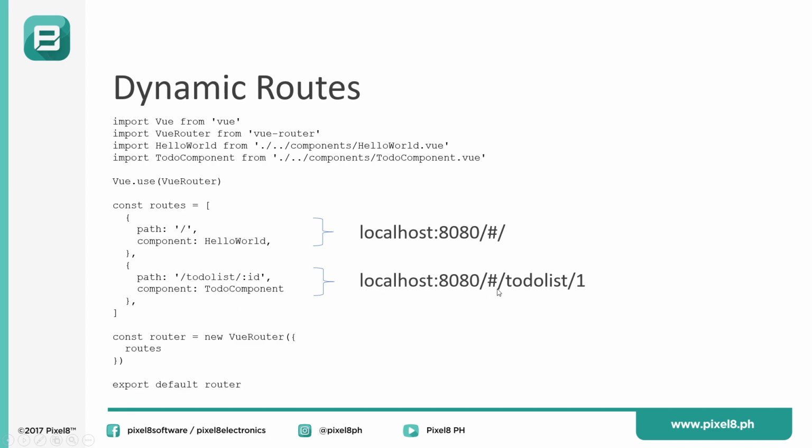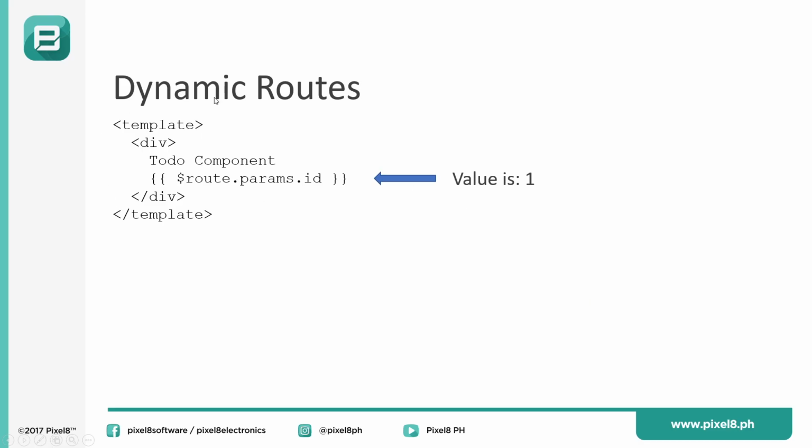In this example, if you attach a number 1 right here to your URL, when you go to your to-do component, that number 1 is passed as well. So here, you will see our to-do component, wherein the route is accessed and the parameters are accessed, wherein you can find the ID itself.